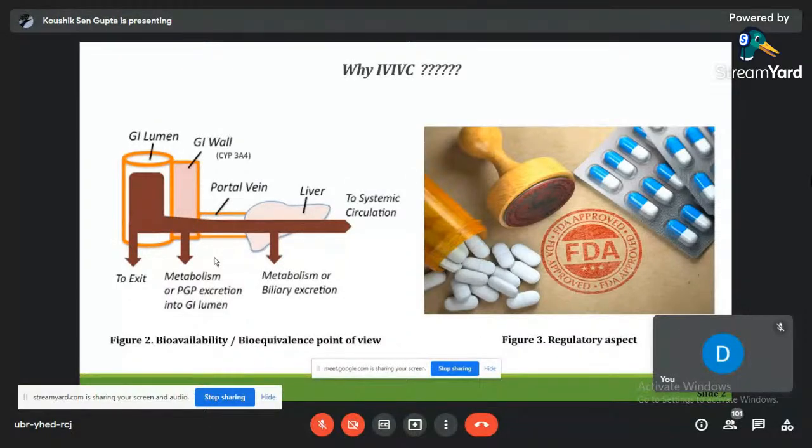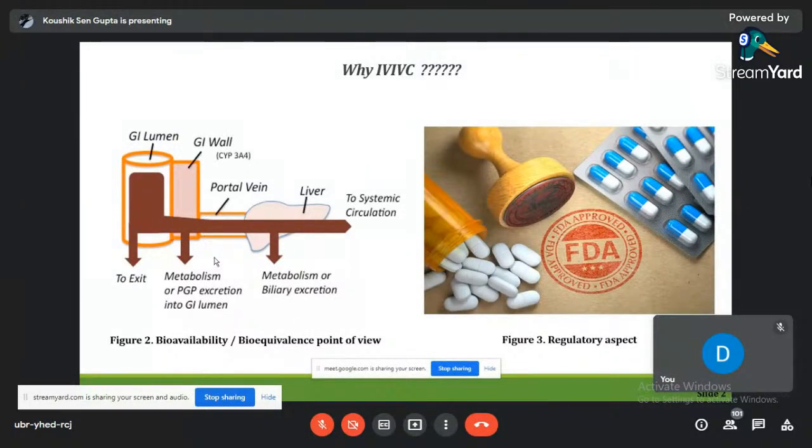From the bioavailability point of view, we know that bioavailability means the rate and extent at which the drug molecule enters into the systemic circulation in unchanged form. This is the most important term, the unchanged form. If the drug becomes changed before entering the systemic circulation, we can't say we get 100% bioavailability. Yes, 100% bioavailability we can achieve only by the IV dose, because we are directly injecting the drug into the systemic circulation.